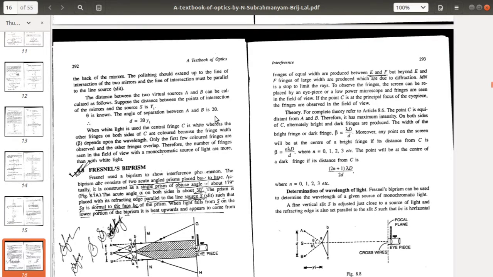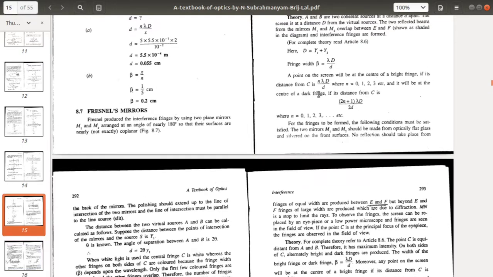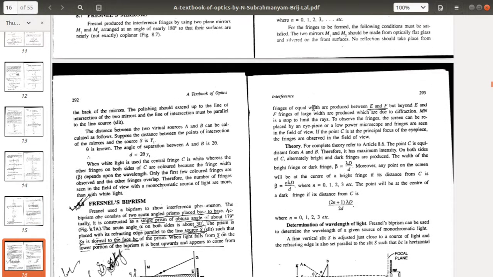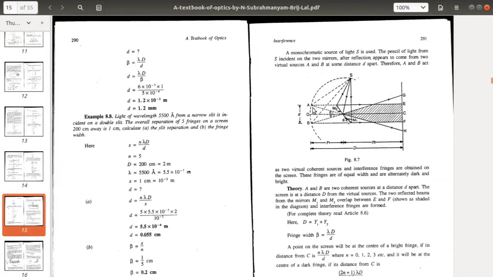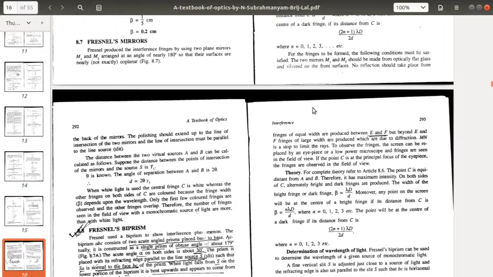So once we know the value of d, we can calculate the fringe width. We know the wavelength lambda and the distance between the source and the screen, so we can calculate the fringe width according to the condition of constructive and destructive interference. So this is how the Fresnel two-mirror arrangement produces an interference pattern, and this is the theory of how we determine the interference fringe width.